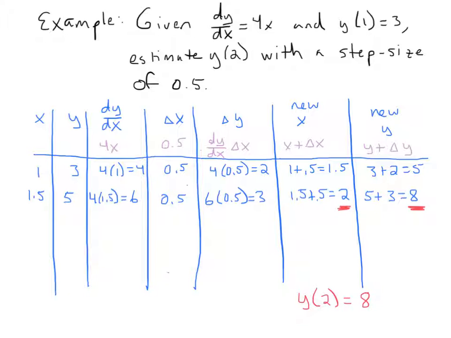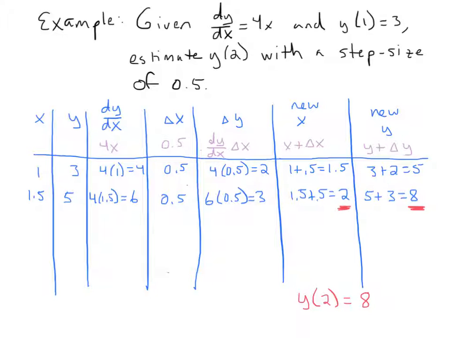Alright, so there's a lot going on in this chart, but this is the chart that you're going to reproduce every time you do one of these problems. So the headings are the important things right here. This is the stuff that we should know. Every time we do Euler's method, we're going to use those columns.